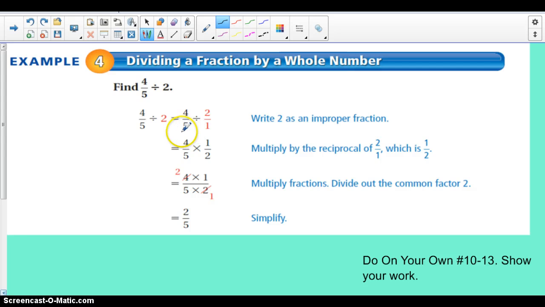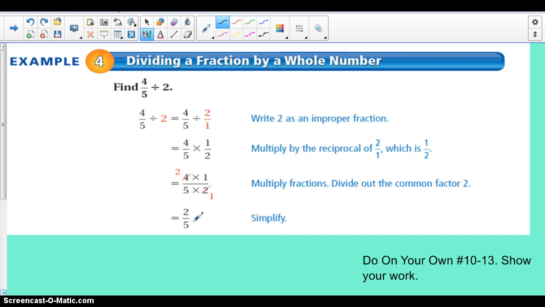So now you're going to leave 4/5 the same. You're going to flip division to multiplication and flip this red fraction to its reciprocal, which is 1/2. Once you've done that, you may rewrite it like this. Do your cross factorization. 2 goes into 2 once, 2 goes into 4 twice. 1 is already as low as it can be, so you can't do anything crosswise here. Multiply it out, and you get 2/5.